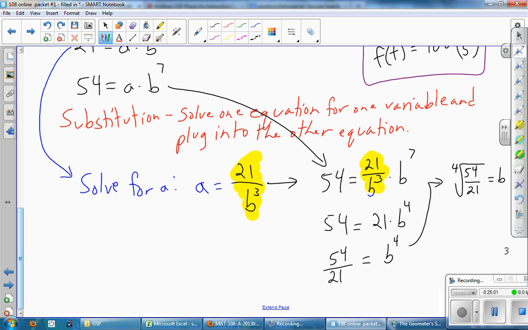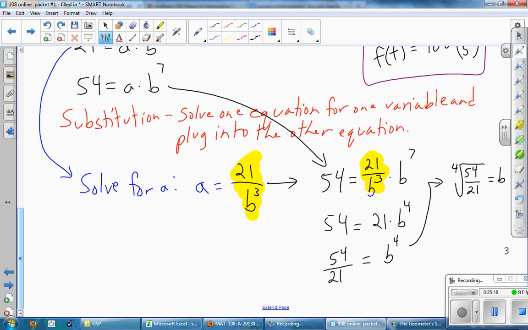Technically, again, what should we put in? Because we just took the fourth root of both sides of an equation, we should put in plus or minus, but we're going to ignore that technicality because we never pick a negative value for b for exponential functions. Okay, so we've got our b value.